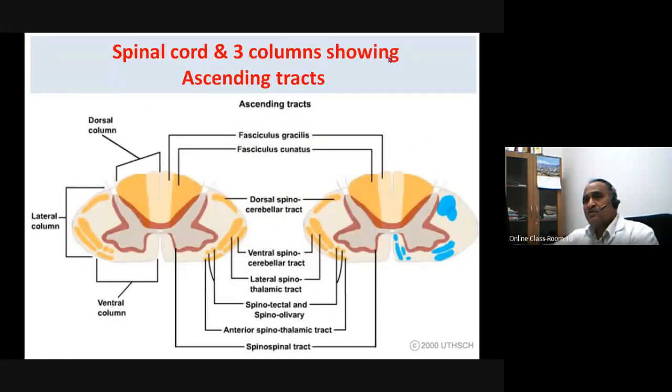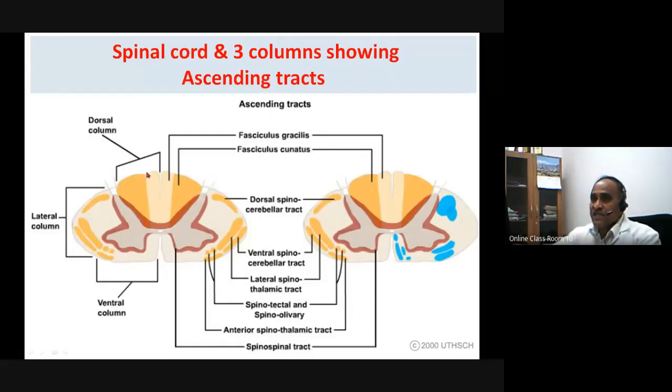Now, I said the spinal cord is the highway for the transmission of impulses from the body to the brain, or brain to the body. So that means there is a separation, and once in one set there is an upward direction, that is the ascending tracts. These are the ascending tracts.